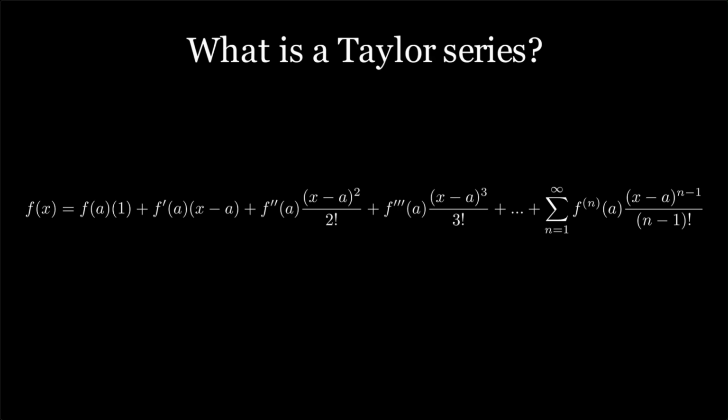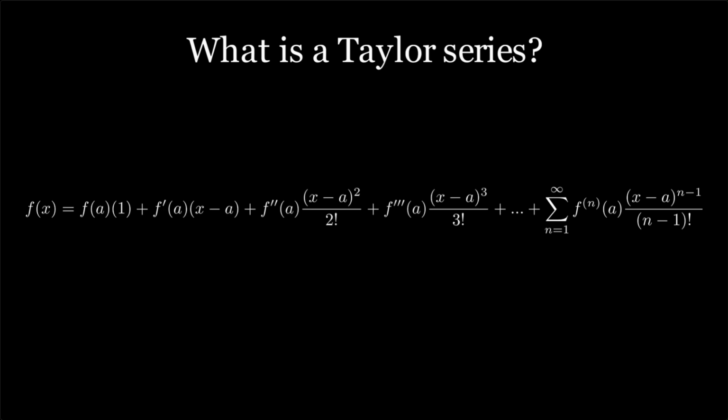Essentially, the formula follows the sum from 1 to infinity of the nth derivative of our function evaluated at our point of center, multiplied by x minus our center point to the n minus 1, over n minus 1 factorial.